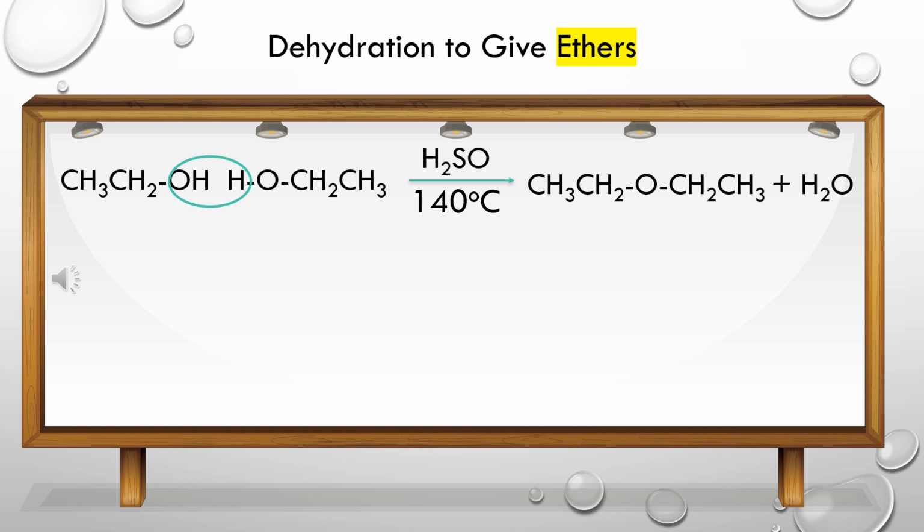And this is an ether. It's an oxygen positioned between 2 carbons. That's the ether functional group. Let's look at another example of that reaction.